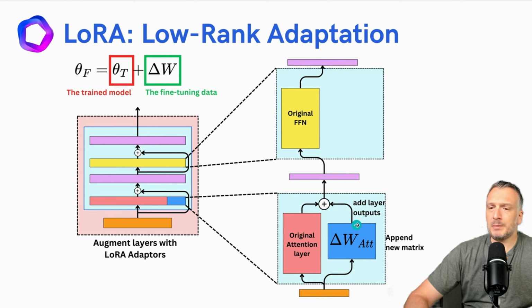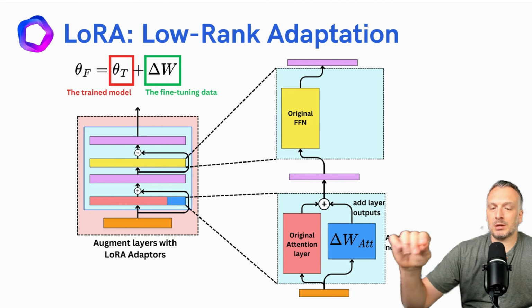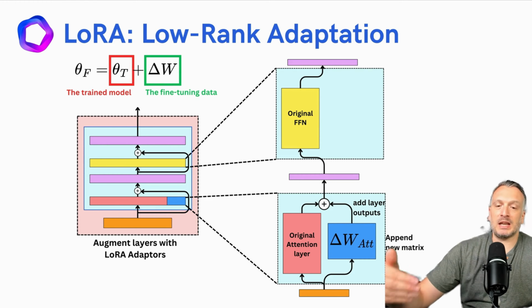So I could mimic the term that relates to fine-tuning the model by just adding a set of parameters to the model. So here I take the original attention layer, I take another matrix, and I just add it next to the original attention layer, and I add the result of the two matrices. Obviously, the attention layer is not purely just a matrix, but I'm simplifying here for the sake of explanation.